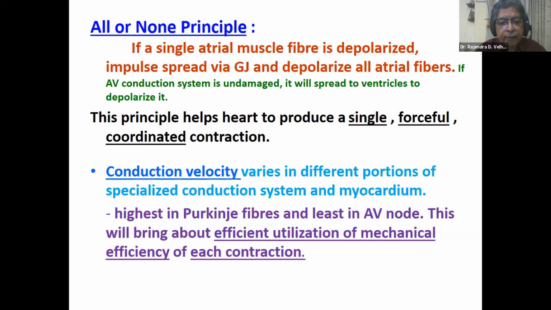Now, the impulse is conducted in the different portions of the specialized conduction system at different rates. The conduction velocity is highest in the Purkinje fibers and least in the AV node. And this allows efficient utilization of the mechanical efficiency of the heart each time.